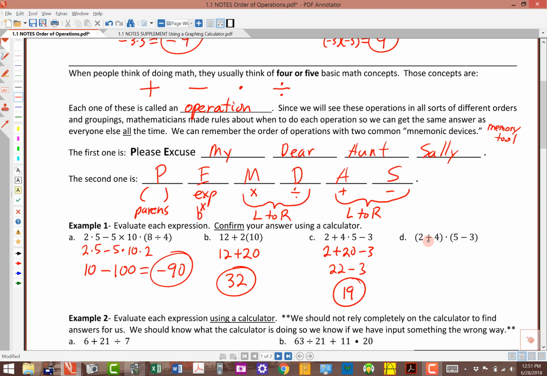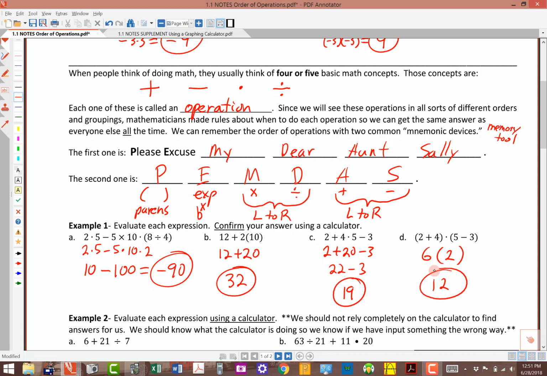Here we've got a set of parentheses multiplied by another set of parentheses. Let's take care of what's in the parentheses first. So we've got a 6 on this one, and then I'm just going to use the parentheses to show implied multiplication. So this is going to be 5 minus 3, so that's going to be 2. 6 times 2 is 12.